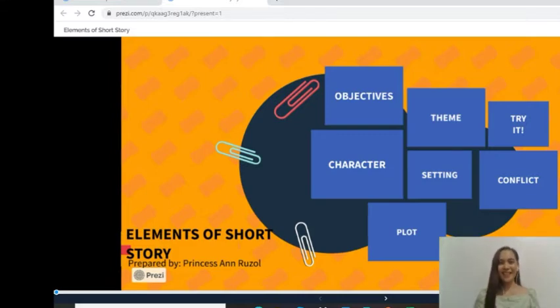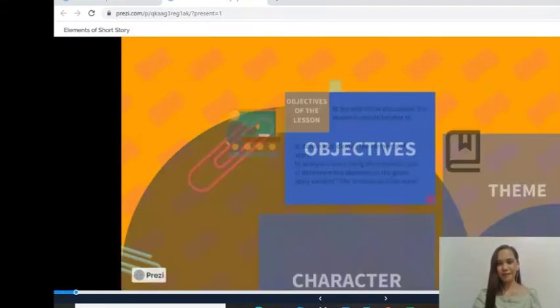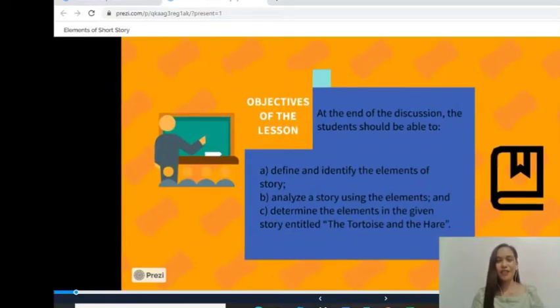Okay, let's discuss our objective first. At the end of the discussion, the student should be able to define and identify the elements of the short story, analyze a story using the elements, and determine the elements in the given story entitled The Tortoise and the Hare.